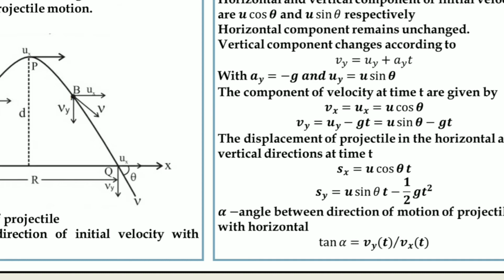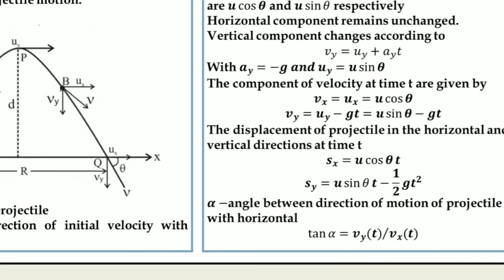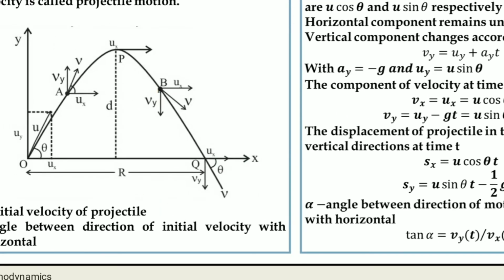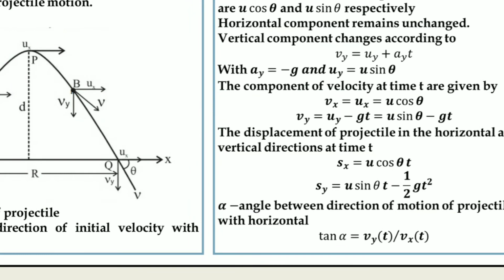Alpha is the angle between the direction of motion of the projectile and the horizontal. Here you can see in the diagram, alpha is the angle between the direction of motion of the projectile and the horizontal. So this angle is alpha. So tan alpha is equal to Vy at t divided by Vx at t, which gives the direction of the projectile.